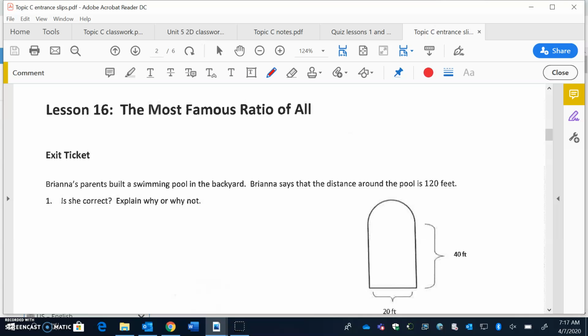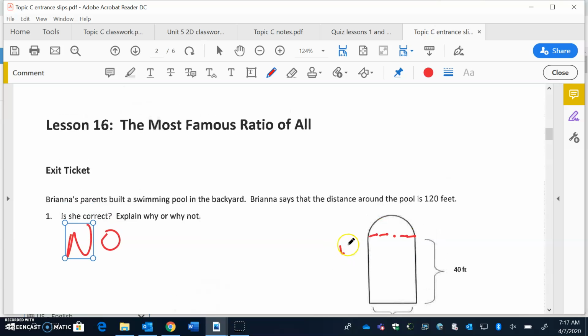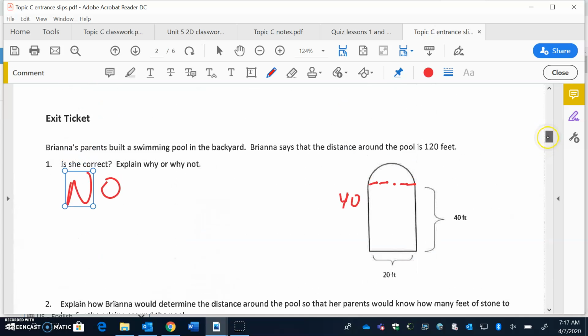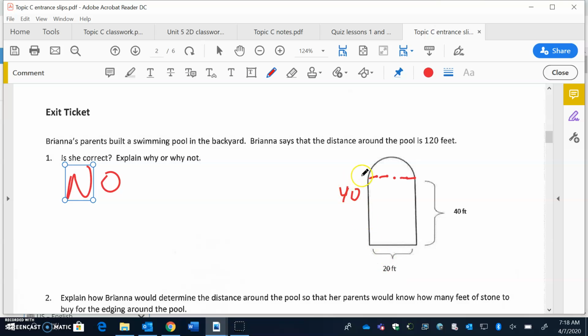So this is Brianna's parents build a swimming pool in the backyard. And Brianna says the distance around the pool is 120 feet. Is she correct? Well, right away we could just flat out tell her no, she's not correct. And the reason why we can say no so quickly is if we've got a 40 over here, that makes this guy a 40 over here. And what ends up happening is 40, 80, 100 by adding up the three sides. Then she's saying that this curved distance is 20. No way it can be. Straight across it's 20, and that would give me the 120 that's there.